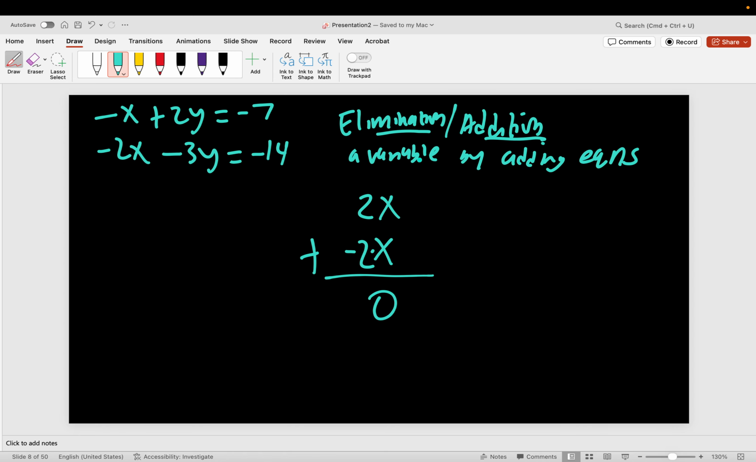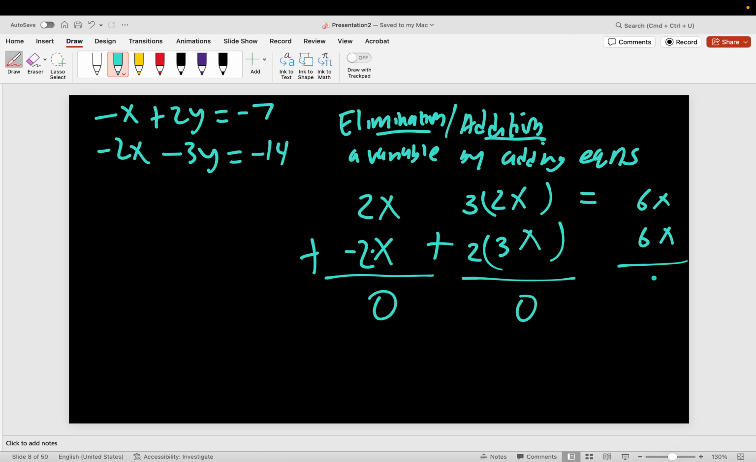The same thing if we did a different number. If we did 2x and 3x, I want to add it and get 0. So I would have to multiply this by 3, and that would give me 6, and I'll have to multiply this by 2, and that would give me 6. So now it would be 6x and 6x. But 6 plus 6 is not 0. I want to add it and get 0, so one of them I have to make negative. It doesn't really matter which one. You can just choose whichever one you prefer. So if I make this one negative, now 6 minus 6 is 0.